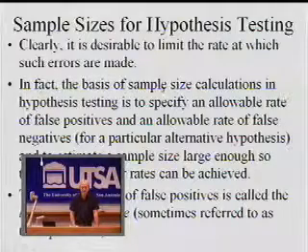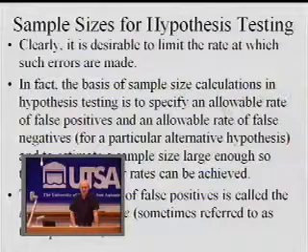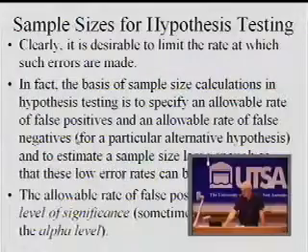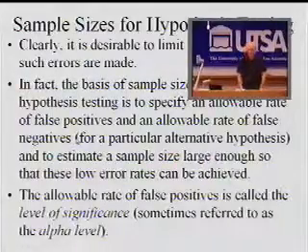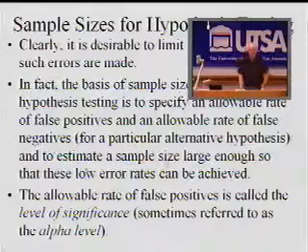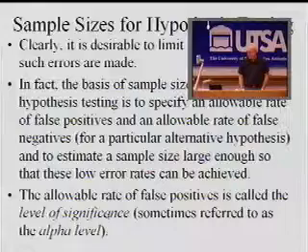So in fact, the basis of sample size calculations and hypothesis testing is to specify an allowable rate of false positives and an allowable rate of false negatives for a particular alternative hypothesis, and to estimate a sample size large enough so that these low error rates can be achieved. So the allowable rate of false positives is called the level of significance, sometimes referred to as the alpha level.